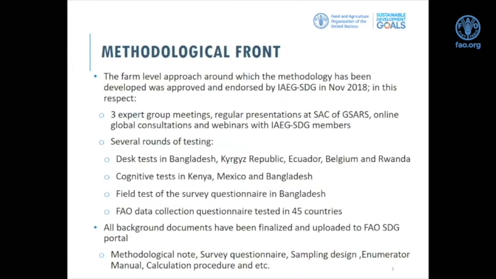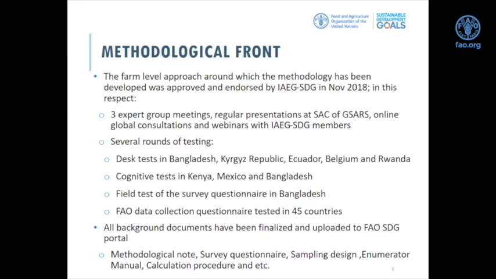So by now, you may have a very good idea that the methodology of 2-for-1 is based on a farm survey that is used as the main data collection instrument for all sub-indicators. Reaching this stage, where the methodology is approved, has been a long participatory process that involved discussion with experts, both from countries like yourselves and from international organizations, private sectors, academia, etc., and several rounds of testing and follow-up technical work on the development of the support documents.